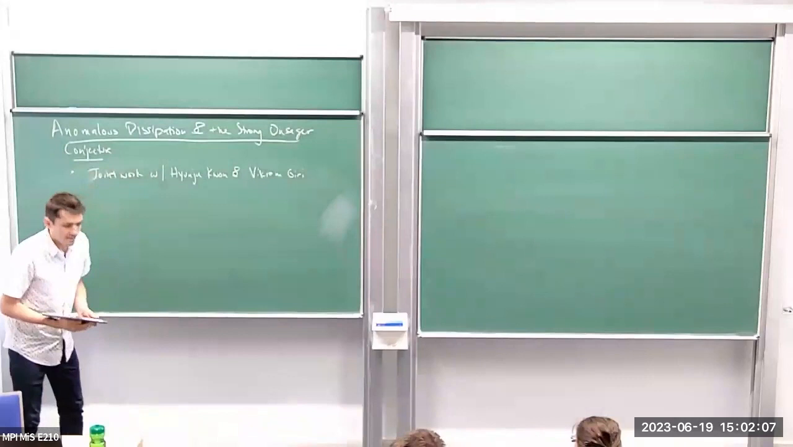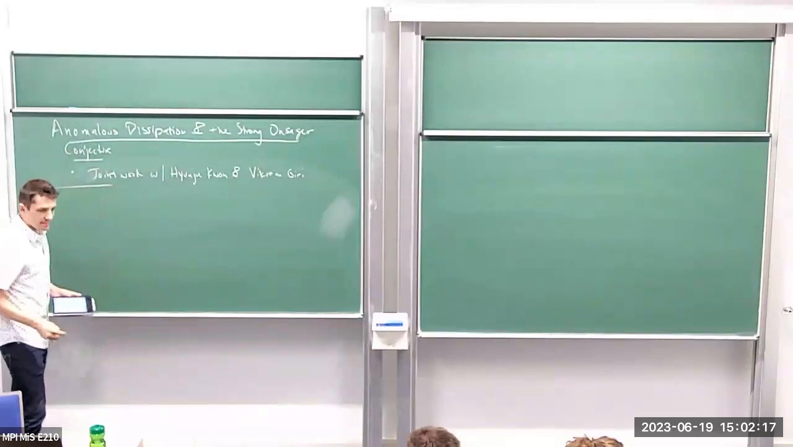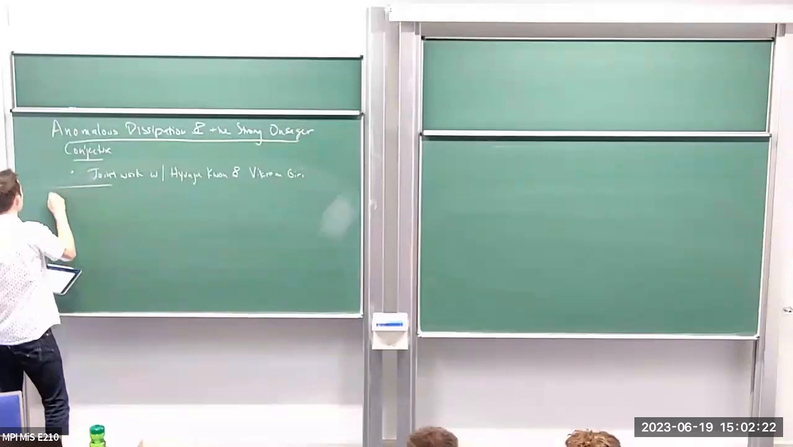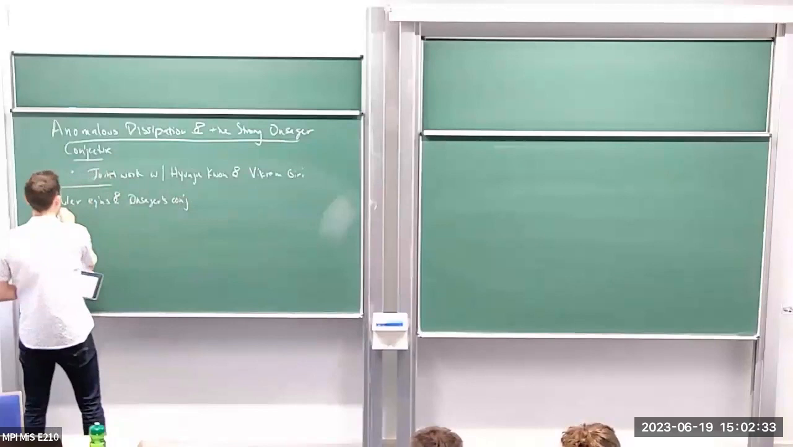And this is a series of lectures about the Strong Onsager conjecture. So we should start with the Euler equations and the classical Onsager conjecture to set the stage. All right, so first, the incompressible Euler equations.